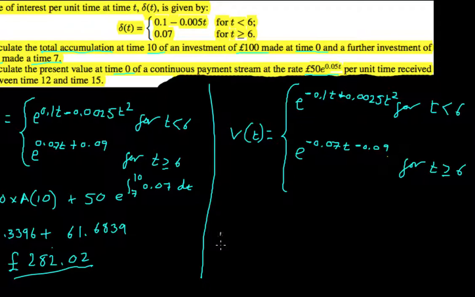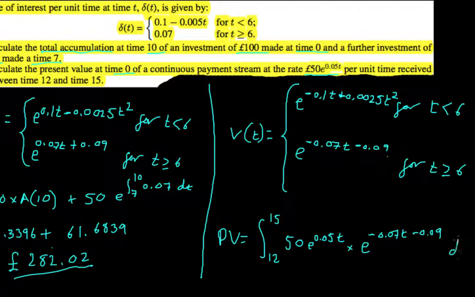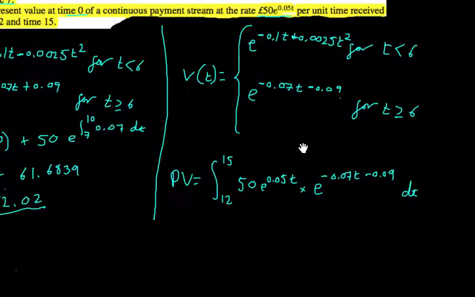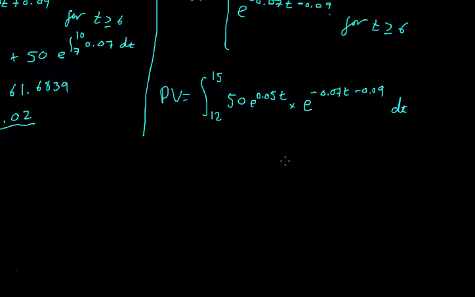To find our present value, that is the integral between the time frame we're given, 12 and 15, of our rate of payment, rho of t, in this case e to the 0.05t, multiplied by our v of t when t is greater than 6, because that's where 12 and 15 fit. So that's e to the negative 0.07t minus 0.09 dt. Now all we have to do is find this integral.